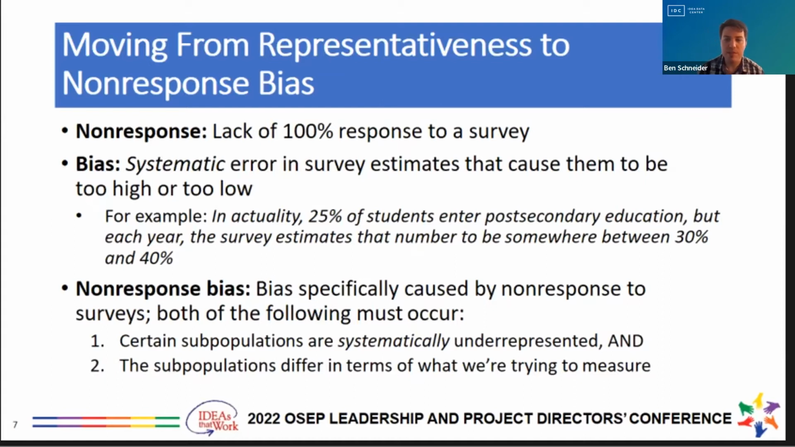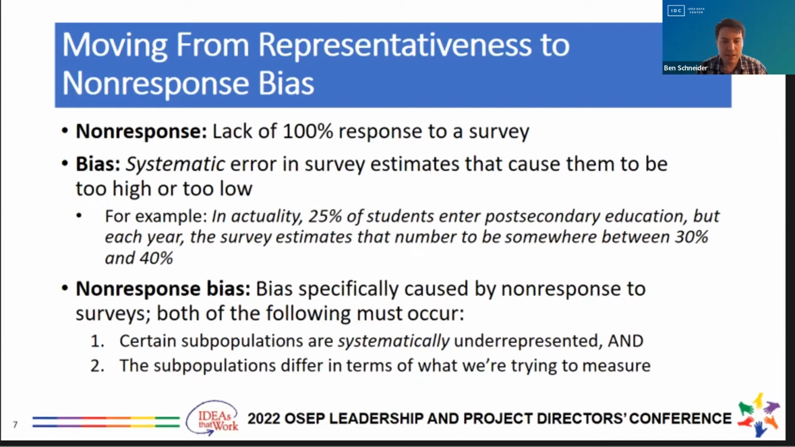Now, how does non-response cause this systematic error? Two things must both occur. First, certain subpopulations are systematically underrepresented. For example, suppose that students who are Hispanic or Latino make up 20% of the student population, but their parents have consistently lower response rates than other parents, and so make up only 10% of the respondents to the parent involvement survey. Then we would say that they are systematically underrepresented. That's the first of two things that has to happen for non-response bias.